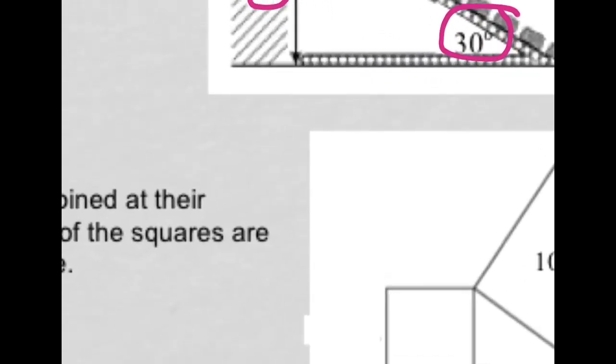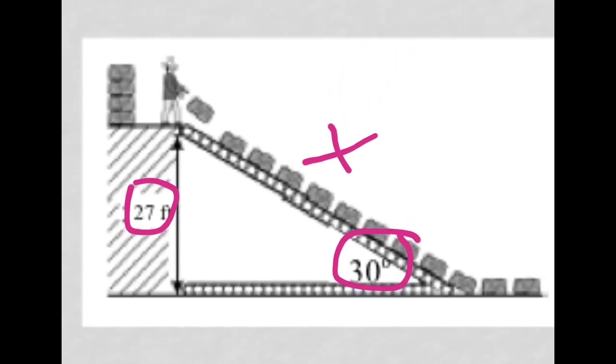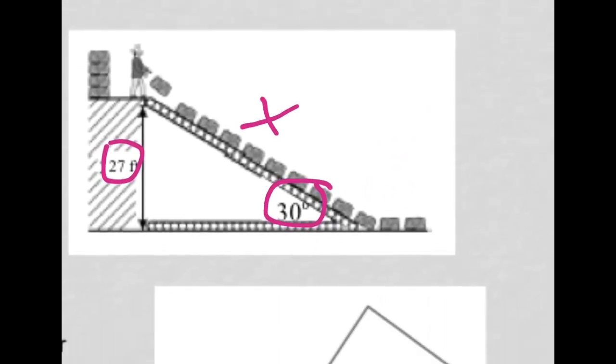Number 14. A conveyor belt carries bales of hay from the ground to the loft of a barn 27 feet above the ground as shown. 27 feet. If the belt makes a 30-degree angle, here's our 30-degree angle, with the ground, how far does the bale of hay travel on the conveyor belt? So this is what we're looking for. How far does that bale of hay travel? All right, so let's pop that open and see what we got. Here, we'll put it way up here.